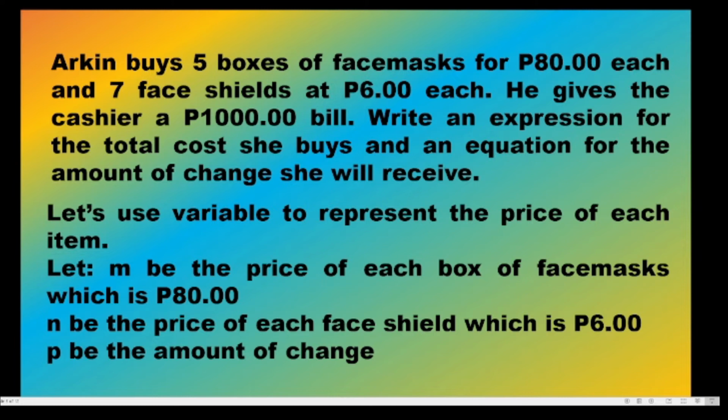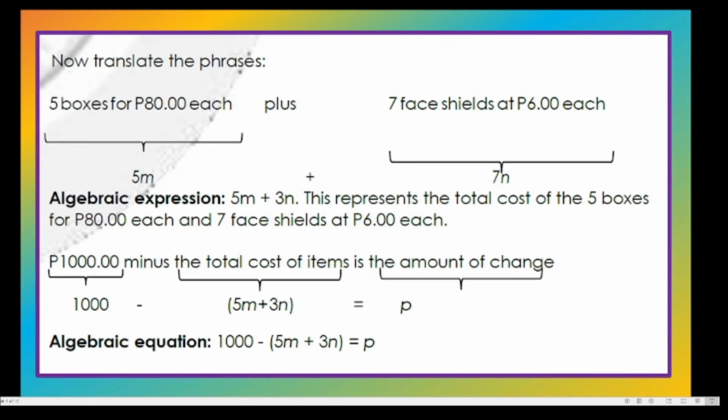So what are the variables that we have used? M for the price of each box, N for the price of each face shield, and P for the amount of change. Okay, now translate the phrases: 5 boxes for 80 pesos each plus 7 face shields at 6 pesos each. So 5M represents 5 boxes at 80 pesos, and 7N for the face shields.